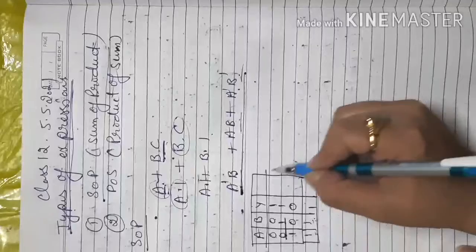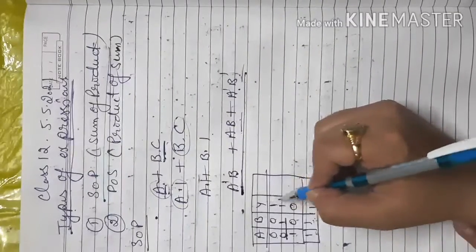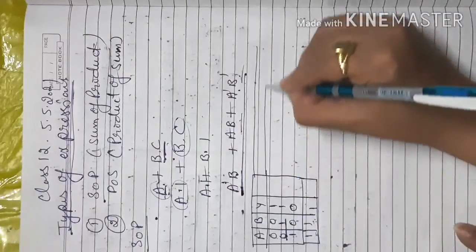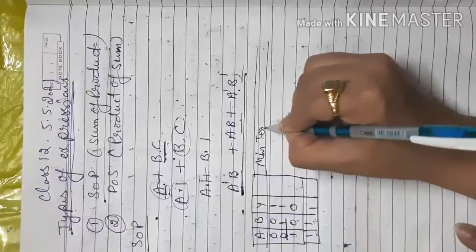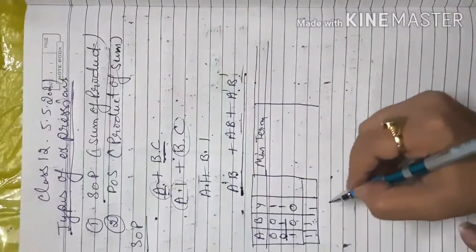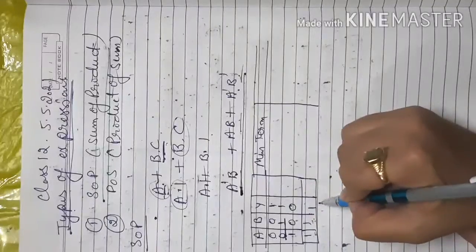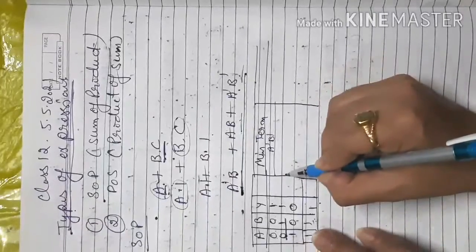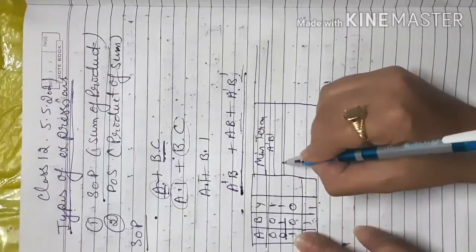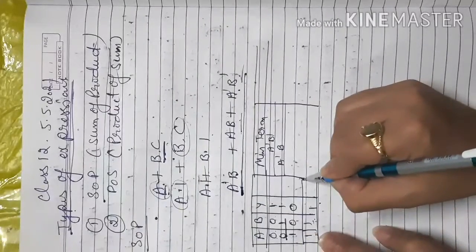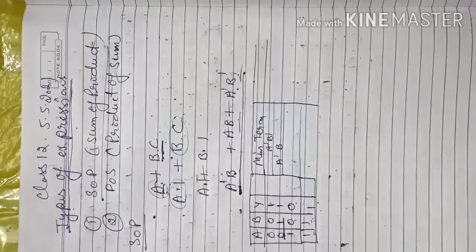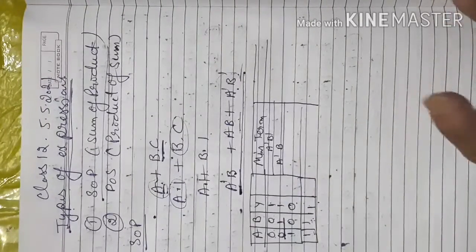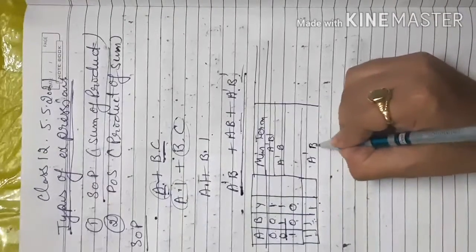If you look at this output and want to write the min terms, wherever 1 is denoted I write the expression: here A complement B complement, and here A complement B. Wherever 0 is there, we are not going to count that term. Wherever the output is 1, we count only that term. So that is A complement and B complement.